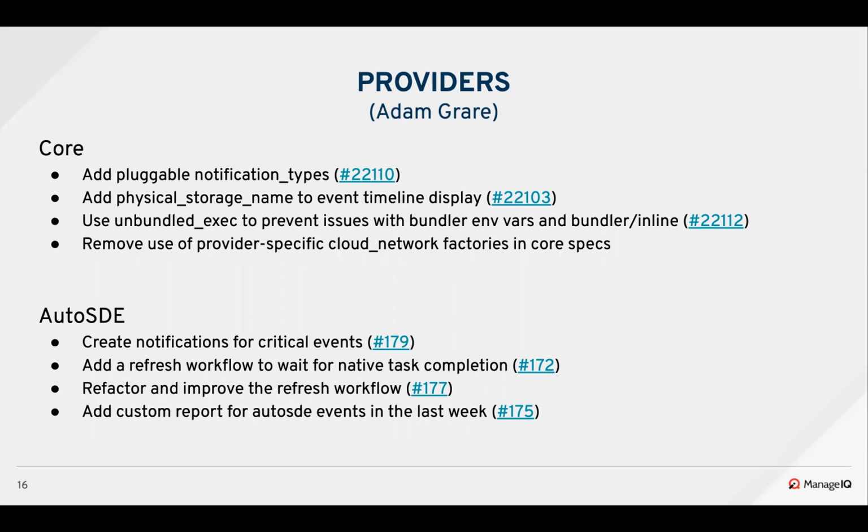So now you can put the notification types YAML into your plugin's content directory if you want to add your own notification types. The AutoSD team added the physical storage name to the event timeline display so that you can see the name of the physical storage that is associated with that particular event, if the event is for physical storage.